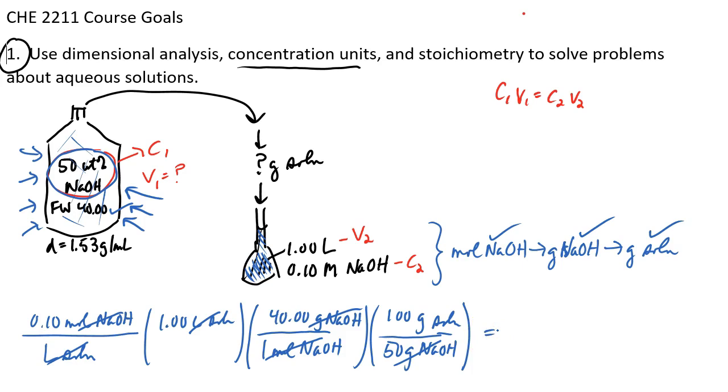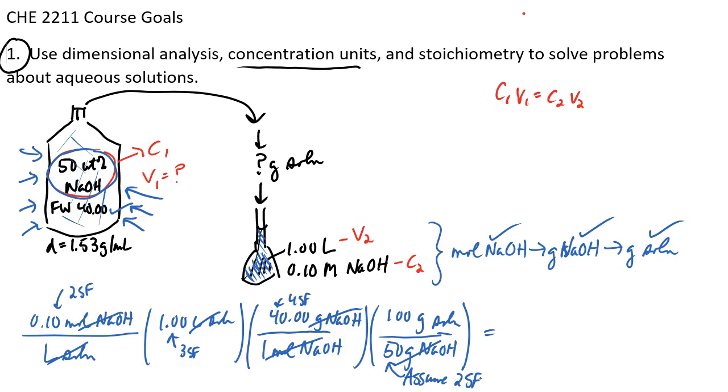Now, before we solve the problem, let's look at our sig figs. We have 2 sig figs here, 3 sig figs here, 4 sig figs here in the formula weight, and in the weight percent they were kind of ambiguous. So I'm just going to assume 2 sig figs here.